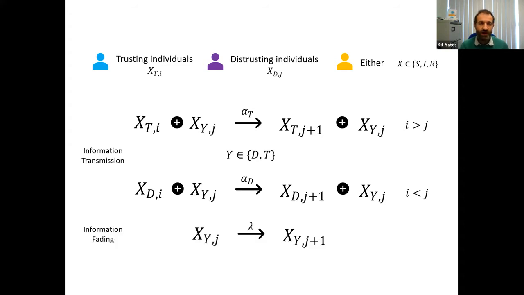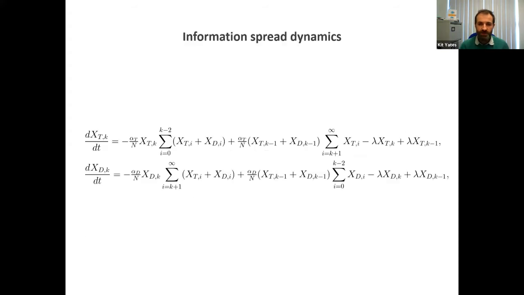And then we also account for memory loss in this process. The idea being that if there's no disease in the population, we would like people to forget what's happening and not to worry about information. So information fades with rate lambda for everybody in the population. It means that if the disease dies out, then people start to forget about it. Okay, so that's the model.